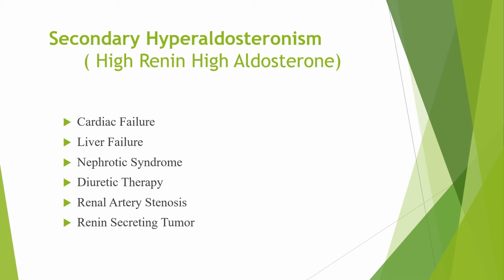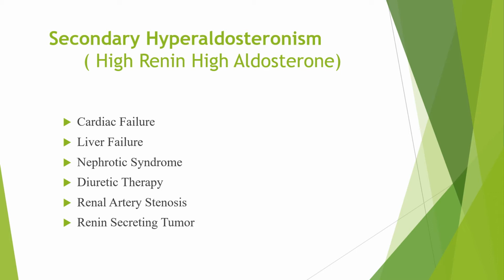So what are the causes of hypoperfusion of the kidney that are because of reduction of effective circulatory volume? These are cardiac failure, liver failure, nephrotic syndrome, diuretic therapy, renal artery stenosis. All these conditions will lead to impaired perfusion of the kidney or they produce a reduction in effective circulatory volume. So ultimately it leads to increased renin and obviously leads to increased aldosterone excretion.